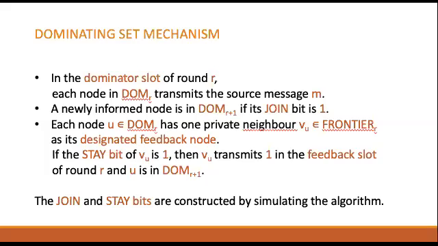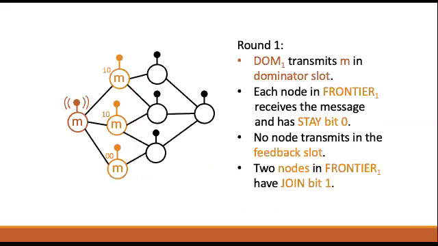The join and stay bits can be constructed by simulating the algorithm one round at a time and using a greedy algorithm to construct a minimal dominating set for the round. For example, in the first round, the minimal dominating set consists of the source, and the frontier consists of its neighbors. Each node in the frontier receives the message. They all have stay bit 0, so they don't transmit in the feedback slot, and the source leaves the dominating set. The top 2 orange nodes have join bit 1, so they join the dominating set.